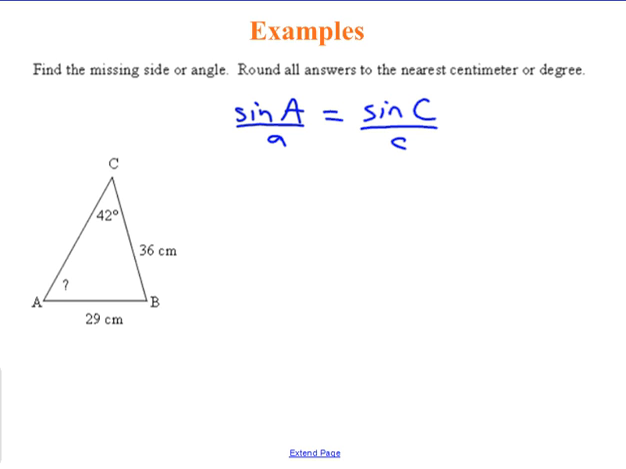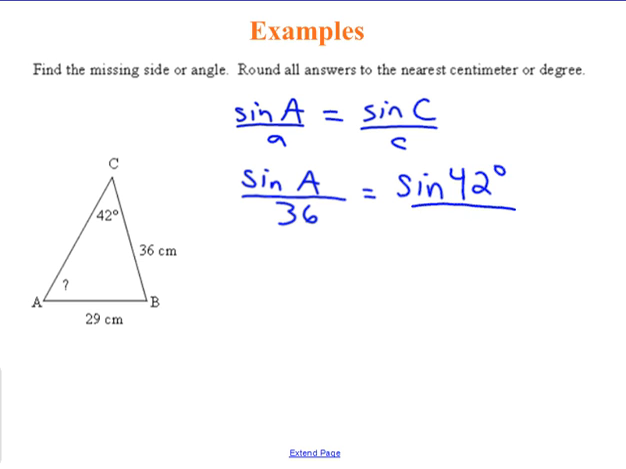So let's plug in what we know. We don't know angle A, that's what we're trying to find. Side A, opposite the triangle from angle A, is 36. Angle C is 42 degrees. And side C, again, which is opposite angle C, is 29.